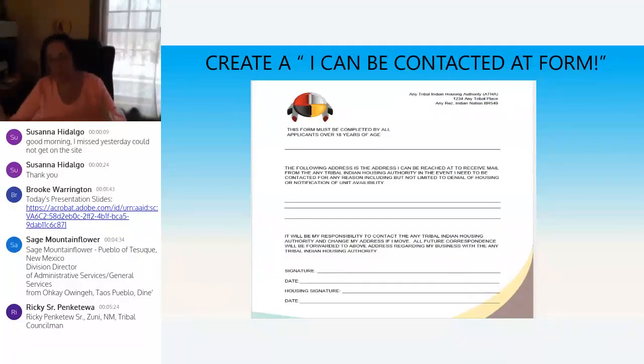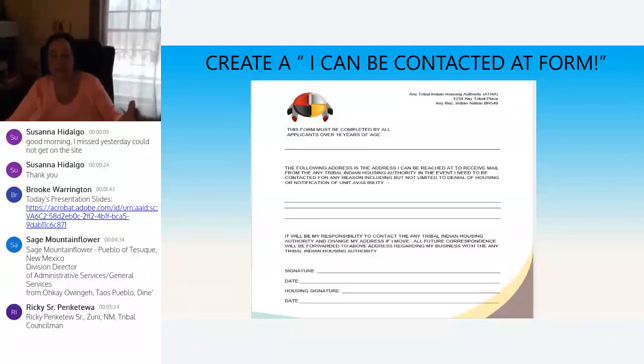Now, this is one of the forms that I used at my housing authority that I created because I got tired of people coming in and saying, well, you never let me know. Well, I tried to get a hold of you and this is no longer your number or this is no longer your address. So create an "I can be contacted at" form.